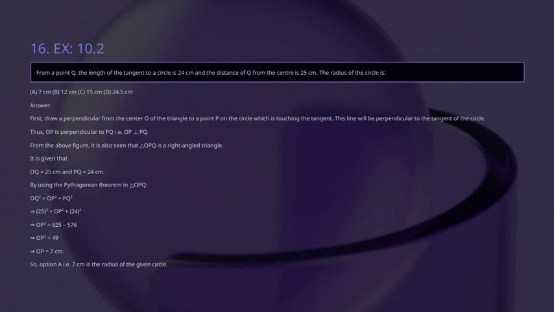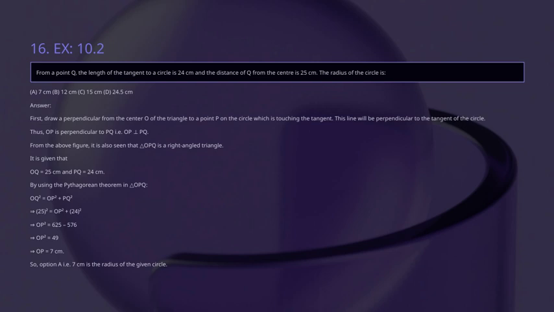Let's analyze option A, which states that the radius of the given circle is 7 centimeters. This means that OP, the distance from the center O to the point P on the circle, equals 7 centimeters. Therefore, we can write OP equals 7 centimeters. Squaring both sides, we get OP squared equals 49. Next, using the given information, we see that OP squared is also equal to 625 minus 576, which simplifies to 49, confirming our earlier calculation.